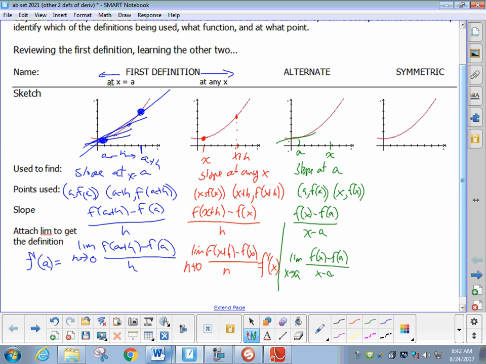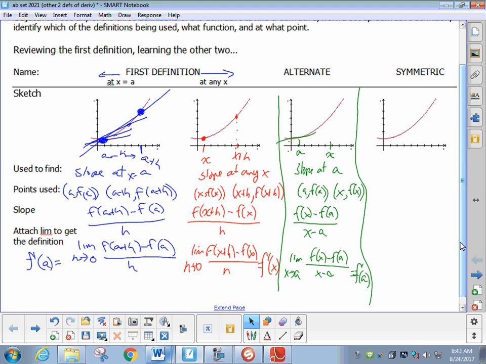Notation-wise, what am I finding? F prime at A. That's the derivative at specifically A. Okay? Now, you would see that happen and get a numerical answer by doing the limit. You'll see how that goes. All right.